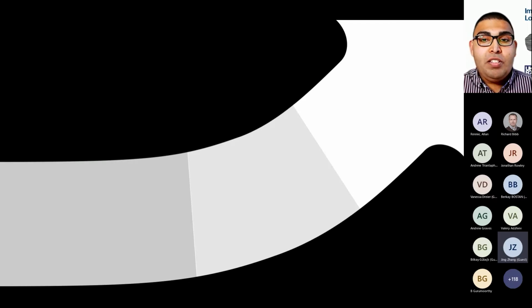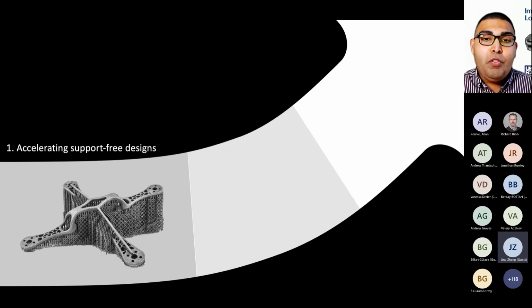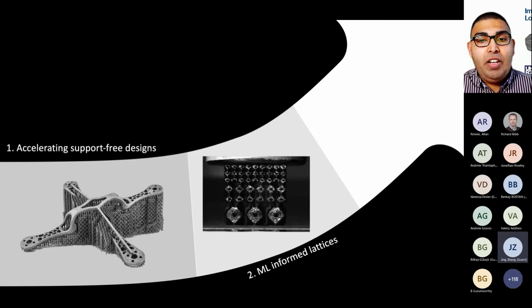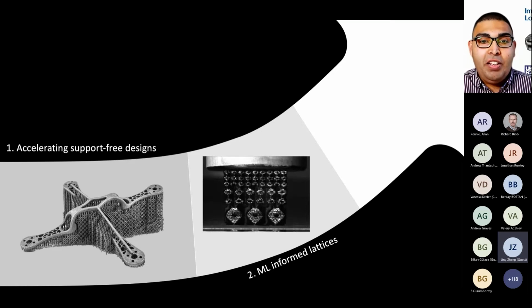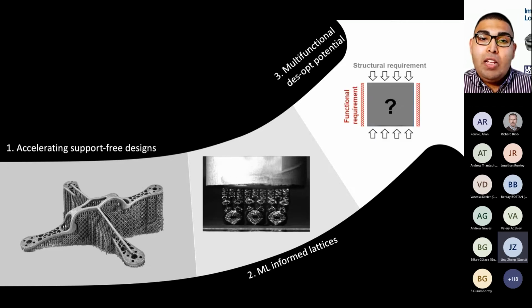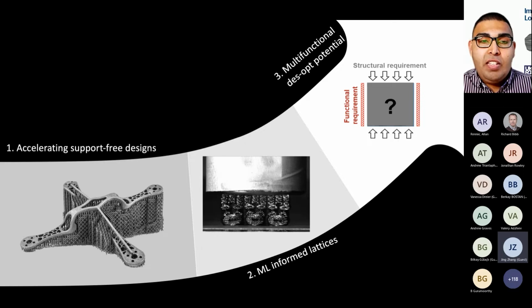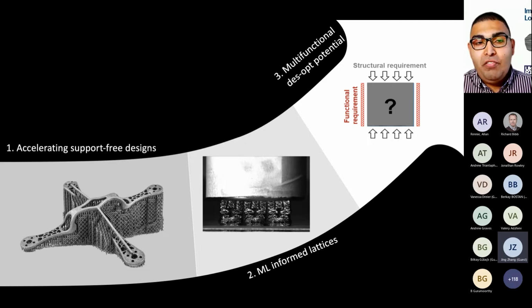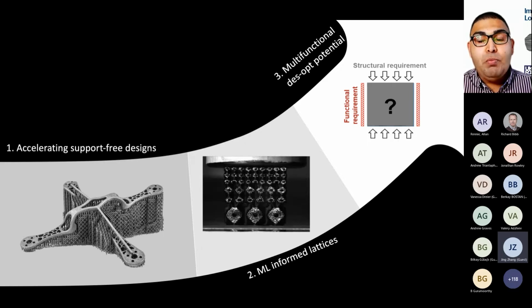I will follow this curve of progression, where the first part would be trying to answer the question how we can accelerate support-free design with current capability. Next, I would like to delve into how we derive machine learning informed lattices in the near future timeframe. And lastly, looking ahead, how we can tease out how design optimization for multifunctionality will help us progress both DfAM tools and AM in general.